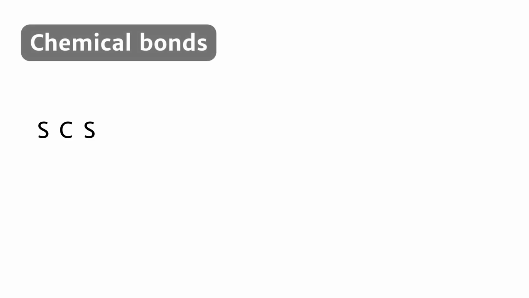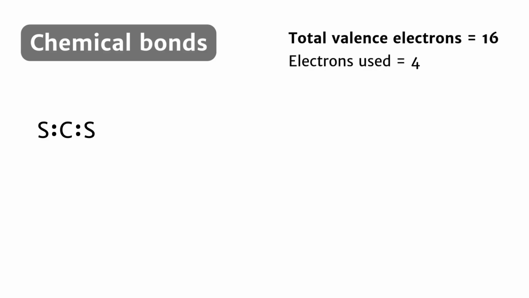A single chemical bond is represented by 2 electrons. Therefore, we will place 2 electrons between the carbon and sulfur atoms. In this way, we have used 4 electrons to represent 2 chemical bonds. As discussed earlier, we had a total of 16 valence electrons. After using 4 electrons, we are left with 12 unutilized electrons.